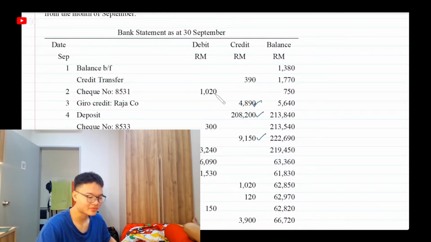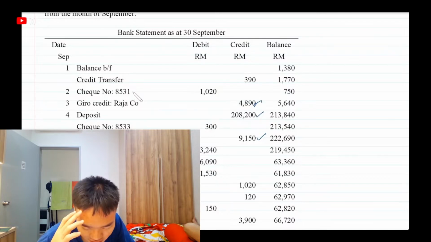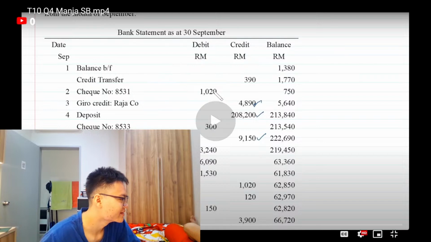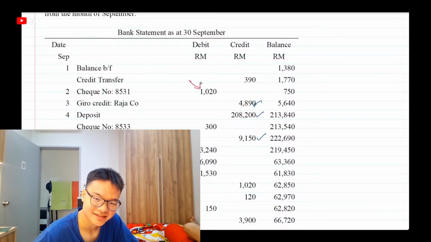Check was issued last month, so it was in last month's cash book. But it's only presented for payment this month. That means last month this check was an unpresented check. Right, I'll just put note here.